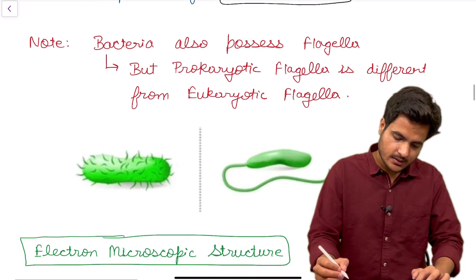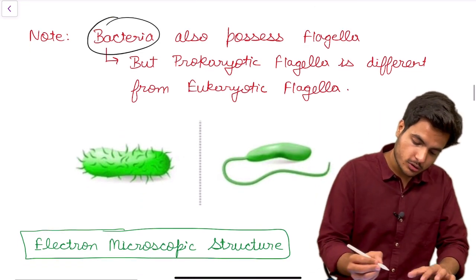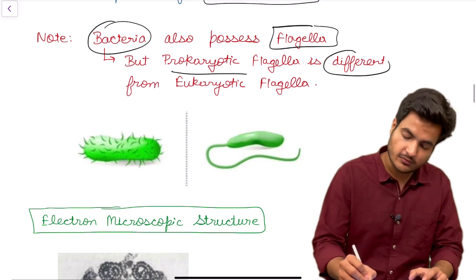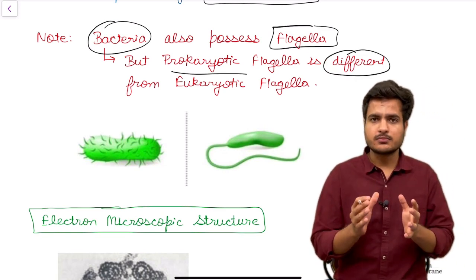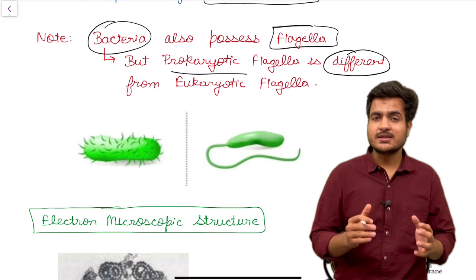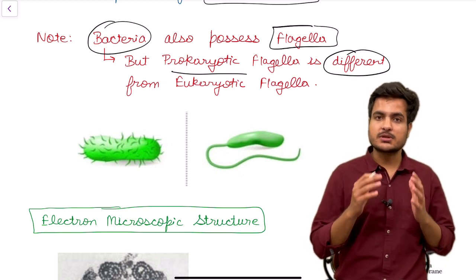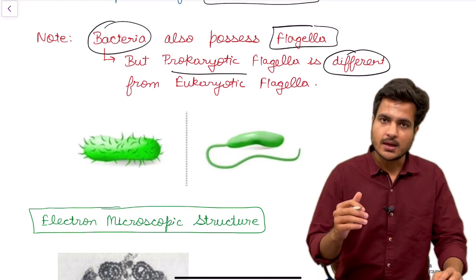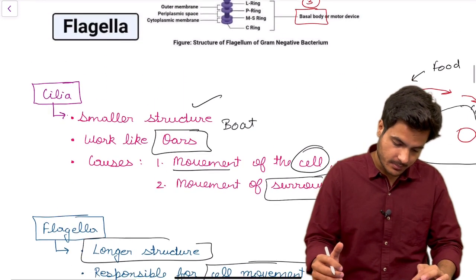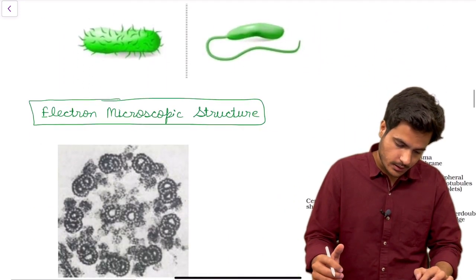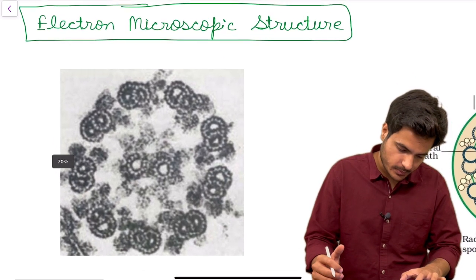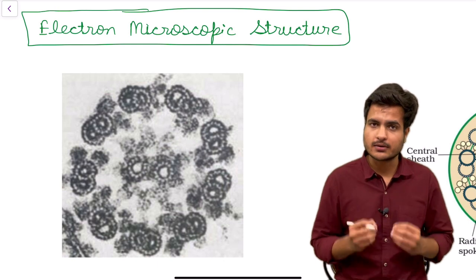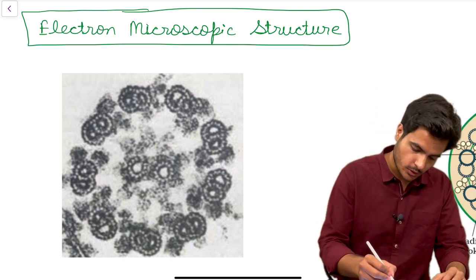Now let's see that bacteria also possess flagella, but prokaryotic flagella is different from eukaryotic flagella in terms of its structure. We have seen that prokaryotic flagella emerges from the cell wall, and here in eukaryotes it emerges from the cell membrane. Now let's see the electron microscopic structure of a flagella. When scientists saw flagella under an electron microscope, they saw this image.